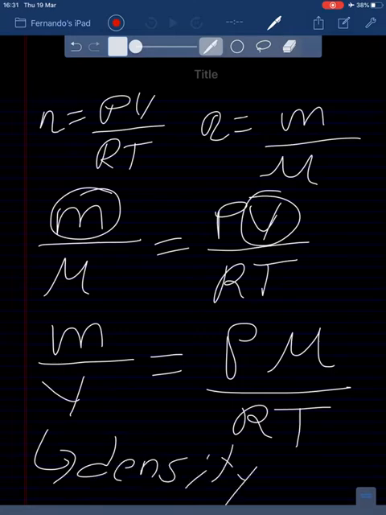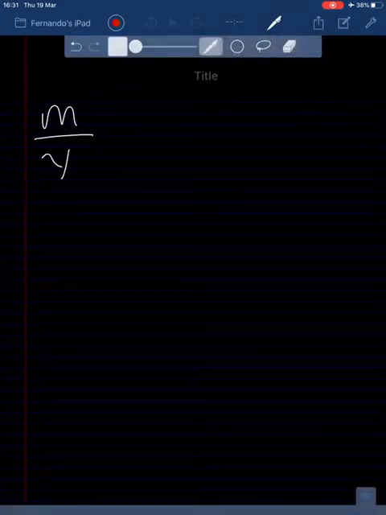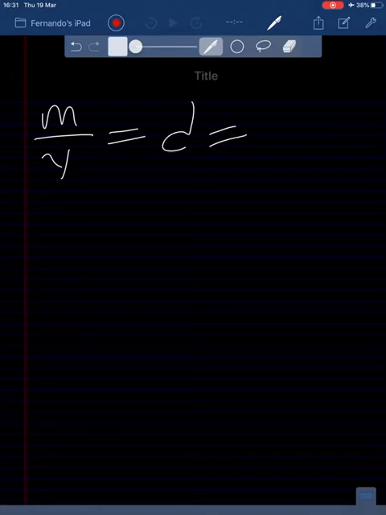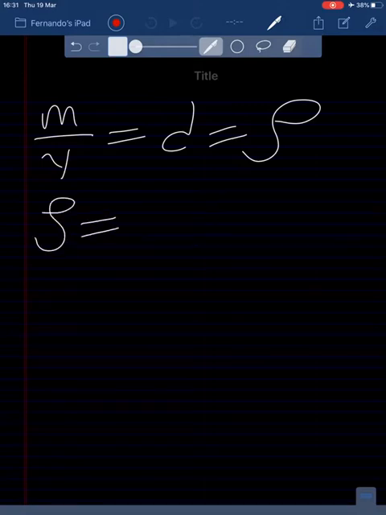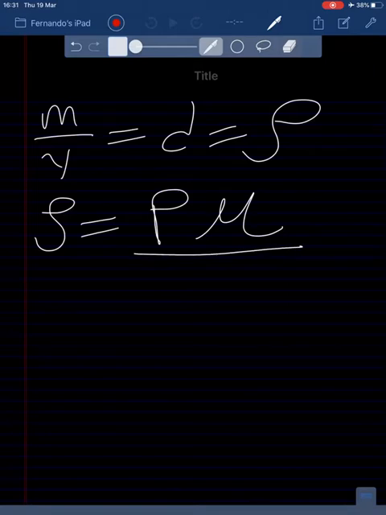So with a very simple correlation, we can model something with another measurement that we didn't have at the beginning, which is density. So let's transform this into something easier to understand. I know that m over V is the same as d, and I will also write density with this symbol, which you can also find in some books. I'll use it just because it's the one that I like. So with this correlation, the density is the pressure times the molar mass over RT.